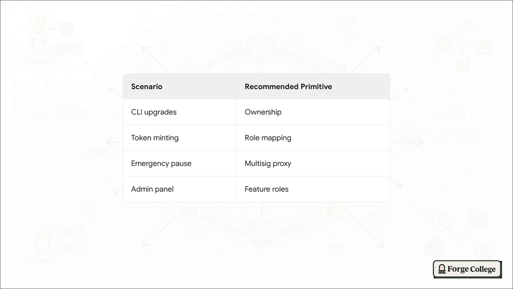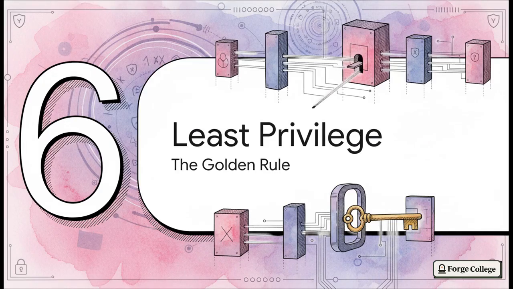And for a complex admin panel, you absolutely need granular, feature-specific role mappings. It's all about minimizing the blast radius. If someone hacks the marketing admin's key, there is no way they should be able to turn around and drain the entire treasury.